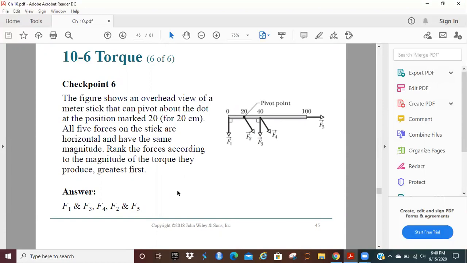So this figure shows an overhead view of a meter stick that can pivot around the dot at the position marked 20. All 5 forces on the stick are horizontal and have the same magnitude. Rank the forces according to the magnitude of the torque that they produce, with the greatest first.